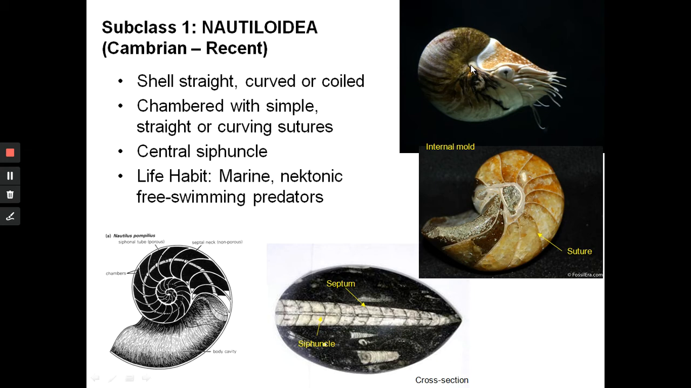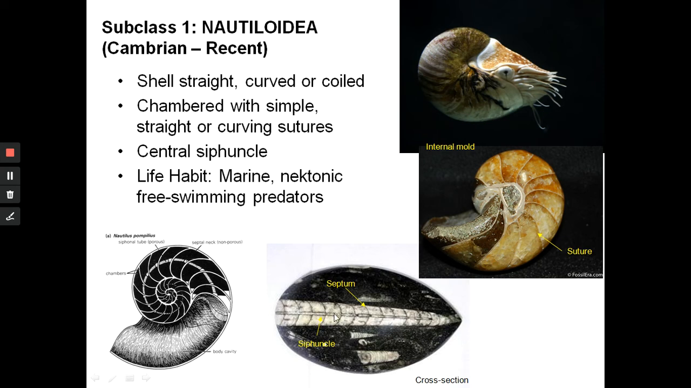coiled nautilus. Right? The shell can be coiled, can be curved, and it can also be straight. Straight is very common in the ancient types of nautiloids. Okay, the shell is chambered, and if you make a cross section, you get the septa here, and an internal mold. If you get an internal mold, you get the sutures, and the sutures are simple, straight, or curving. Right, very simple sutures.